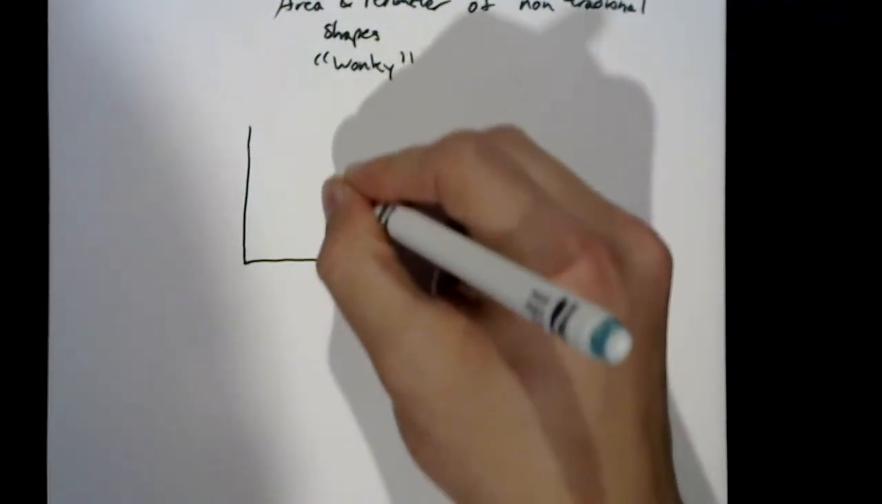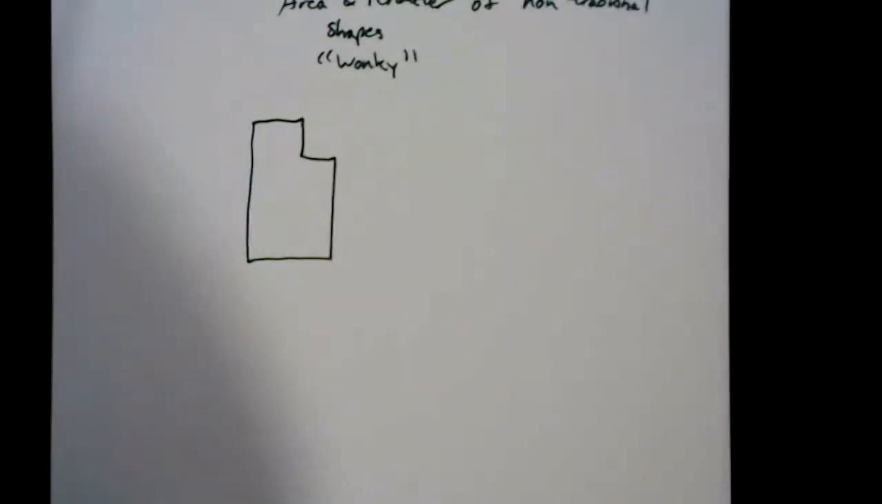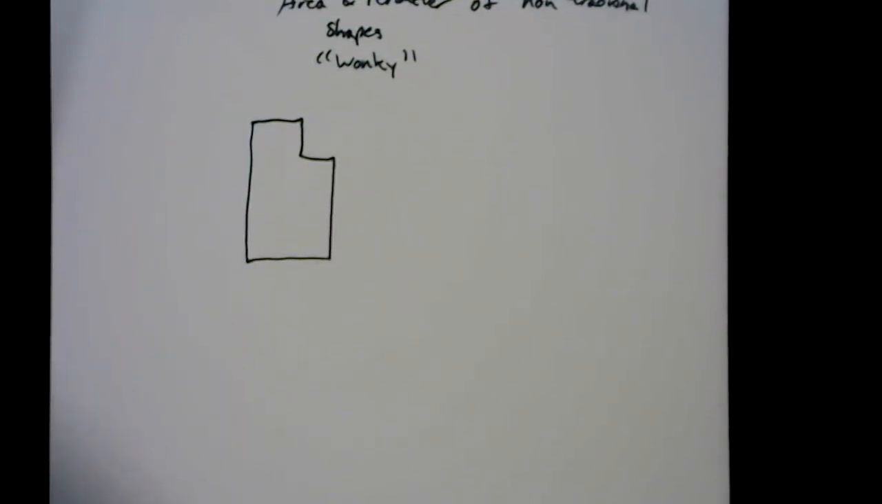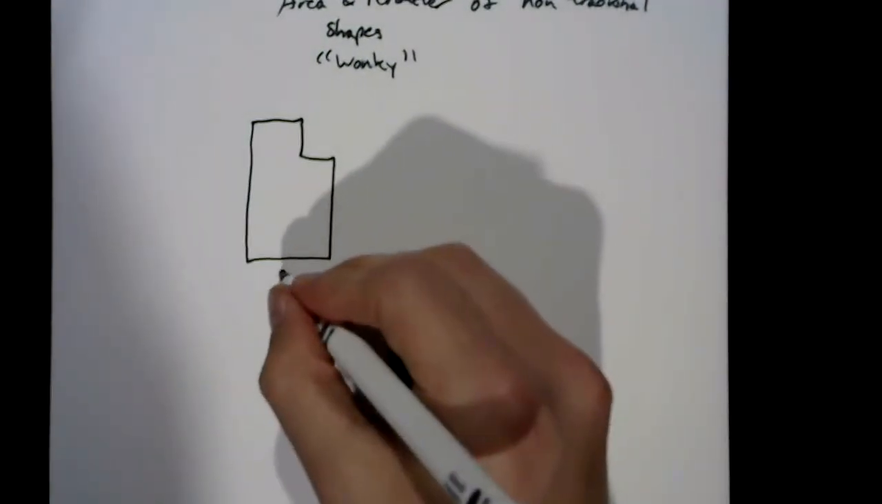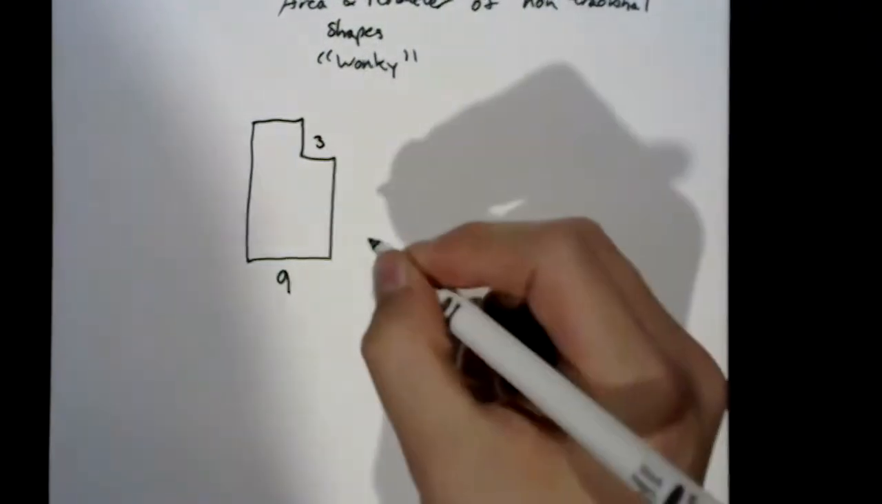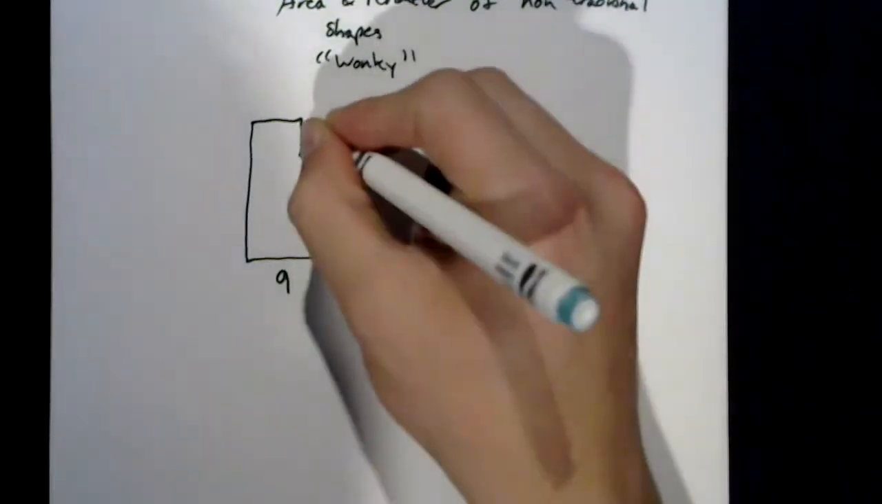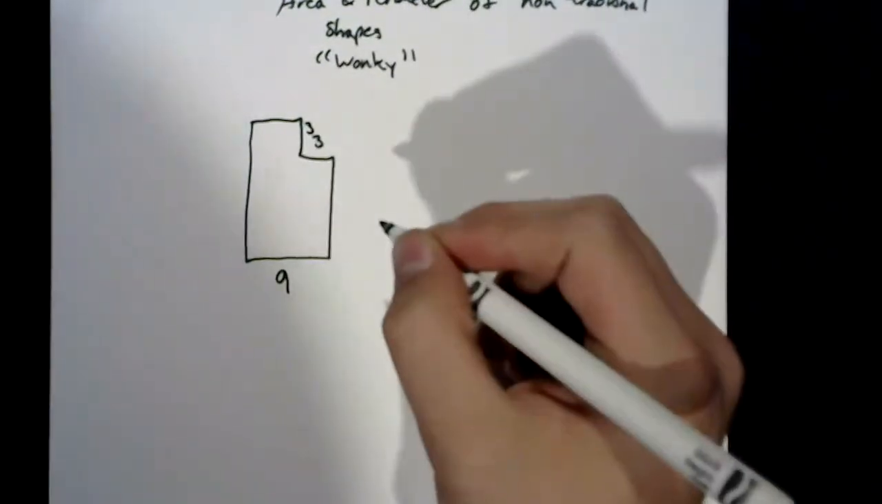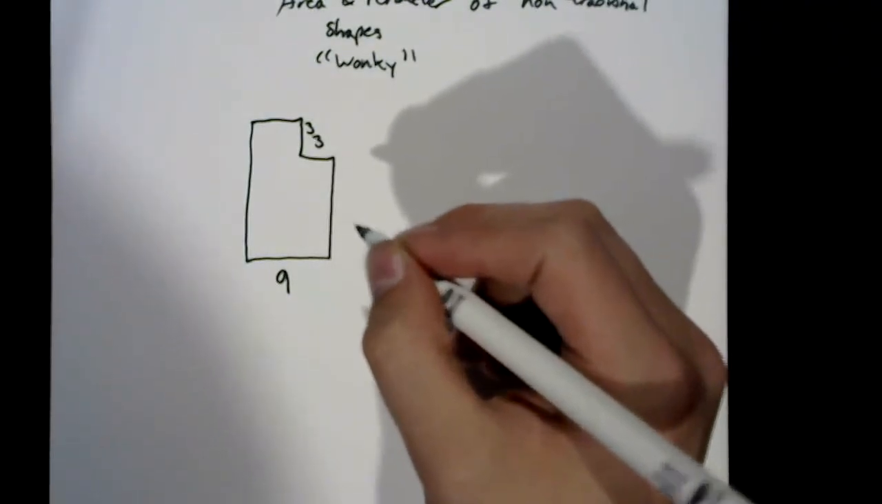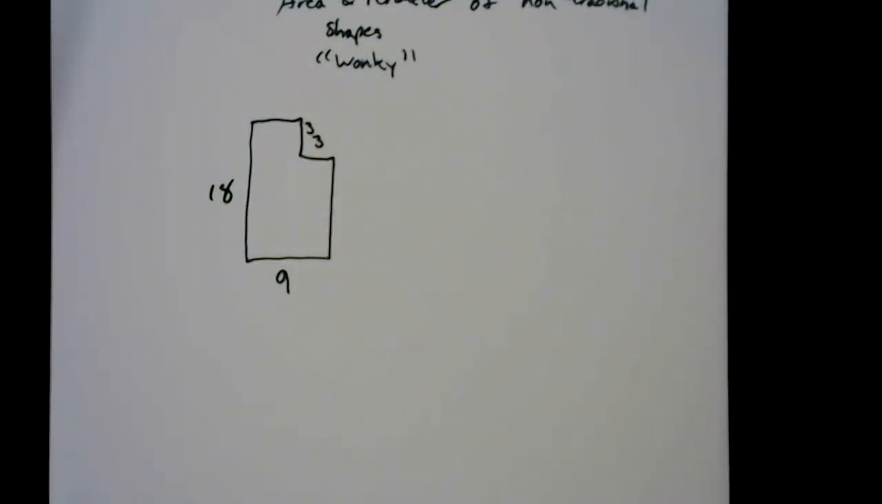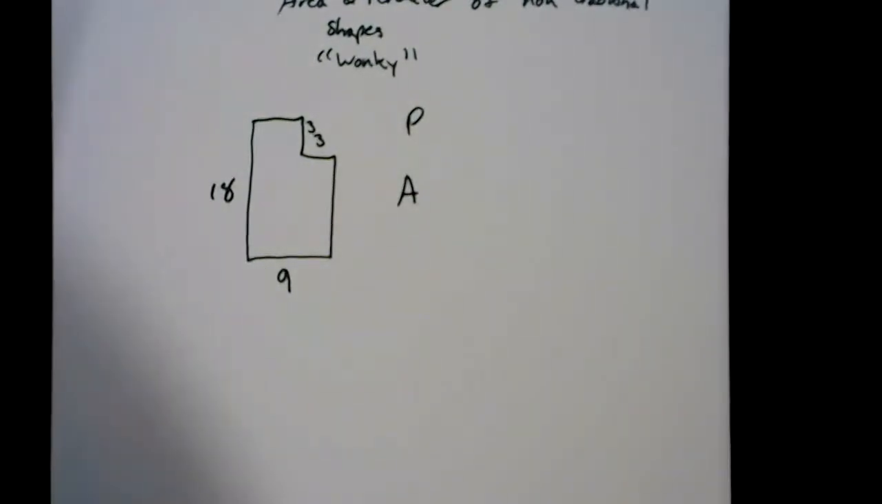So, most likely on the ACT, they'll give you a shape that looks like the shape of Utah, if you know what that looks like. And they'll give you something like 9, say that's 3. We'll say that is 3 as well. And that is 18. So, we'll find both the perimeter and the area of that.